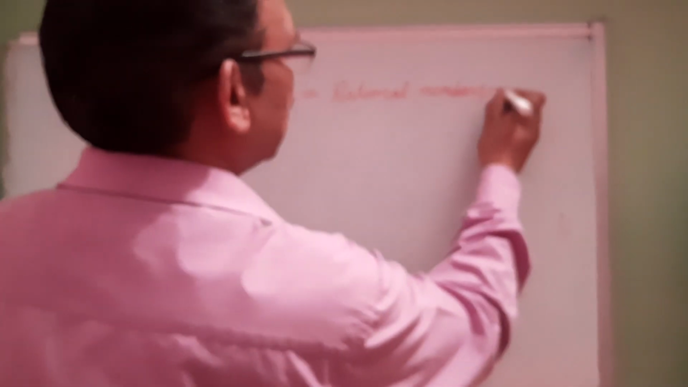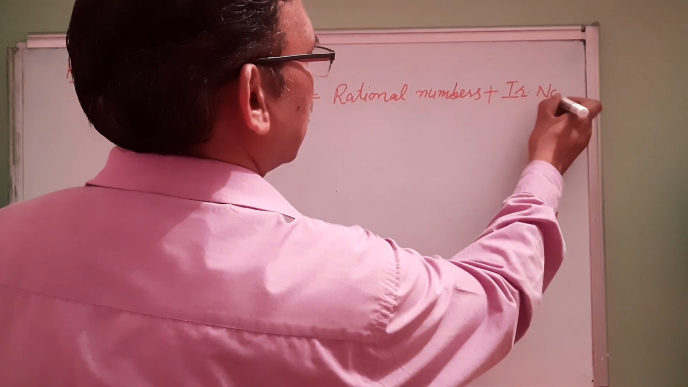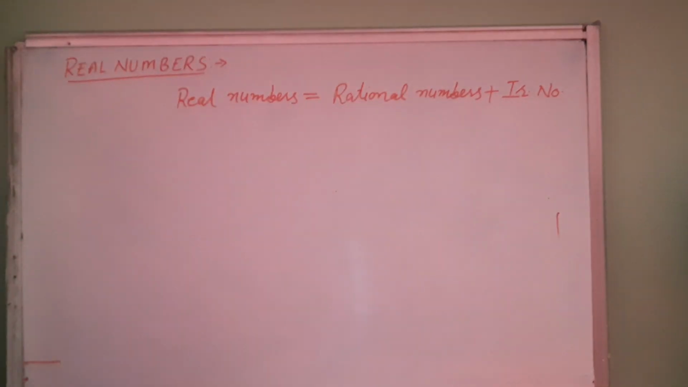So real numbers means rational numbers plus irrational numbers. So rational numbers plus irrational numbers are called real numbers.